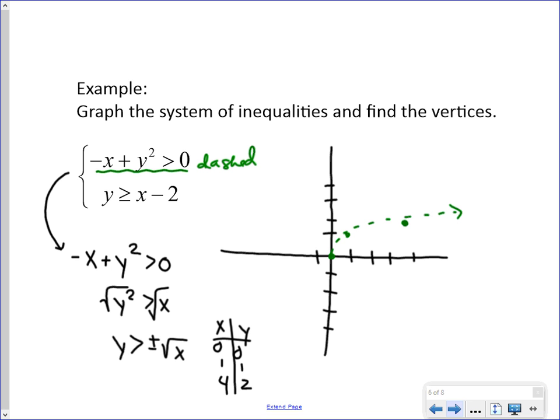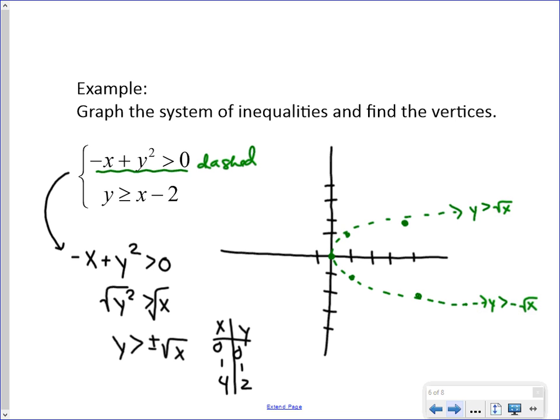Now that's only the positive square root. There's also the negative square root, which would just be the reflection over the line y equals 0. So I have 1, negative 1, and 4, negative 2. This is y is greater than the square root of x, and this is y is greater than negative square root of x. Comes in two pieces. Are we okay with everything I've done so far?